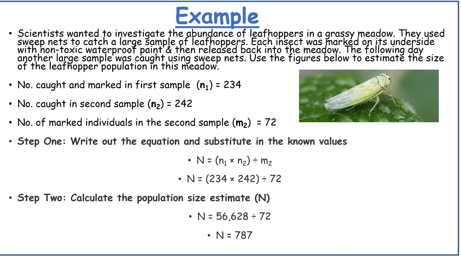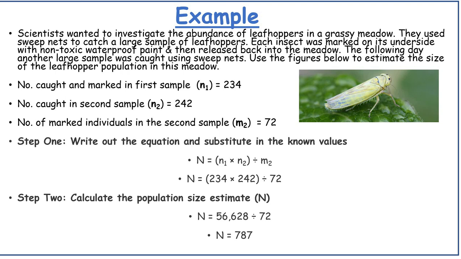So number caught and marked in first sample is 234. Number caught in second sample was 242. Number of marked individuals in the second sample equals 72. So you know that it's number in the first sample times by number in the second sample divided by the number marked in the second sample.